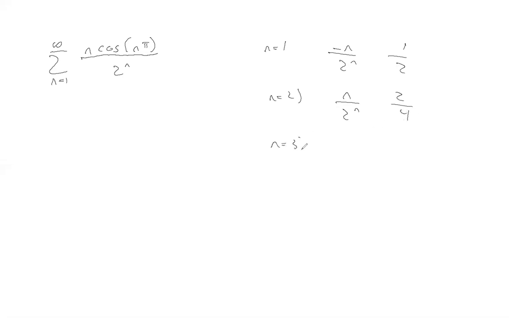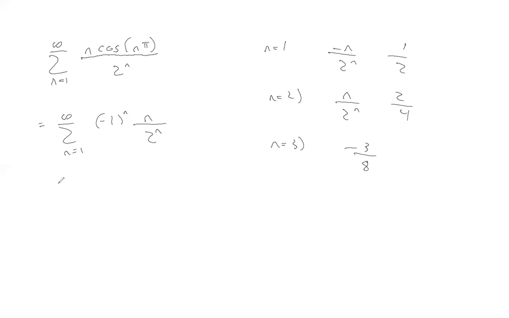N equals 3. Okay, again, I'd be back to -1, so I'd have -3 over 8, and so on. So I can see that this series should be equivalent to this. So I have an alternating series. Okay, here's my alternating term. And then my numerical term is n over 2 to the power n.